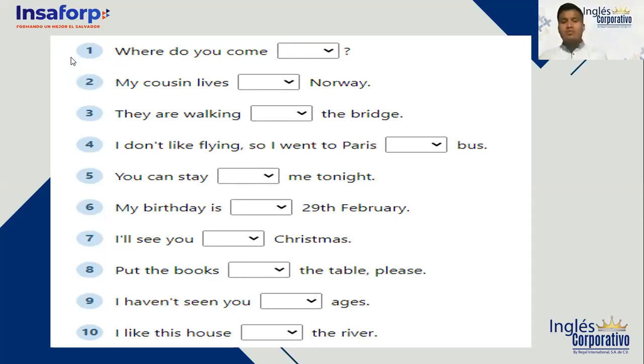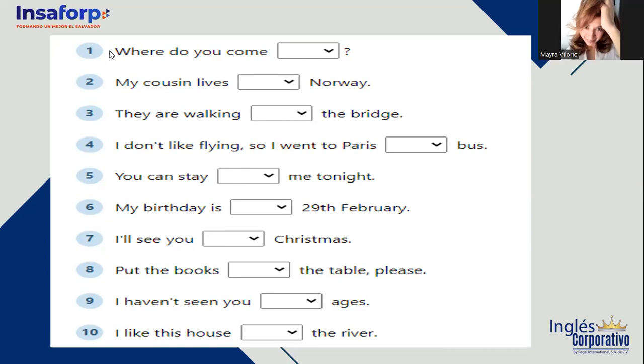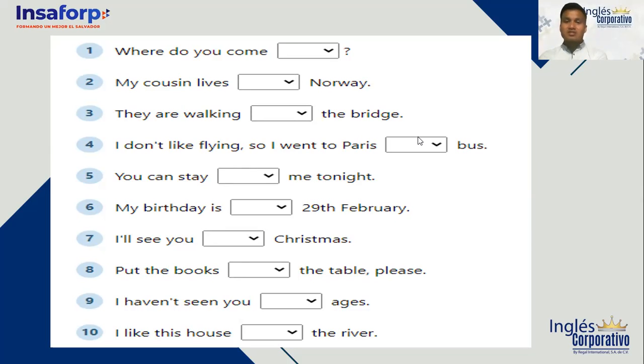Eraibin, go ahead and help me with number one. Eraibin, are you there? Read the whole sentence. Sorry, teacher, I had my microphone off. Where do you come from? Where do you come from? De dónde vienes. Now, number two, Alberto Enrique. In. Read the whole thing. My cousin lives in Norway. My cousin lives in Norway.